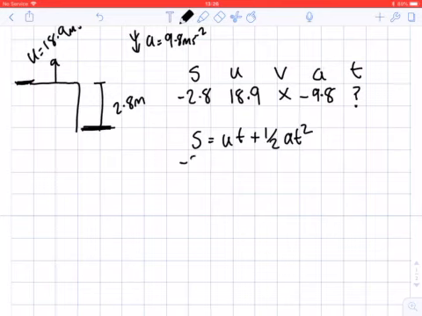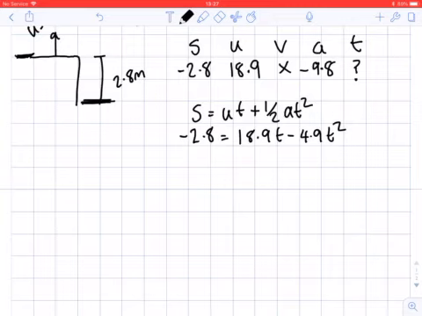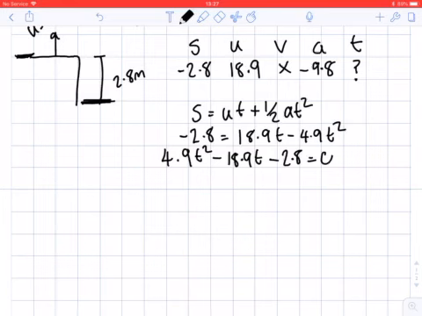So if I substitute in my values, minus 2.8 is equal to 18.9t plus, well, actually it's going to be negative. Get used to halving 9.8 or doubling it, because this will happen quite a lot. So I'm going to say minus 4.9t squared, half of 9.8. Now what we've got here is a quadratic. So what we're going to do next is rearrange it and get it into a nicer format: 4.9t squared minus 18.9t minus 2.8 is equal to 0.